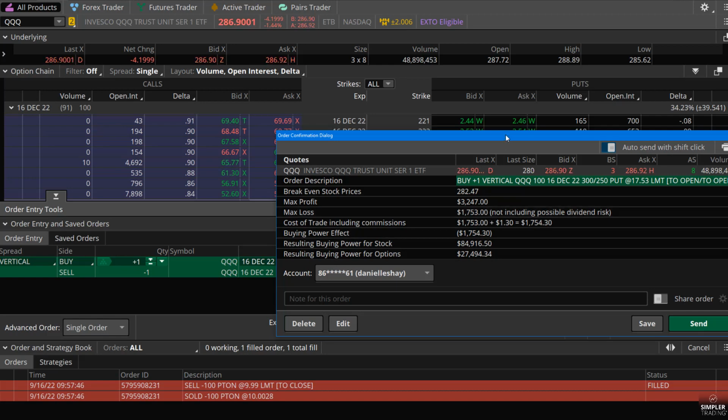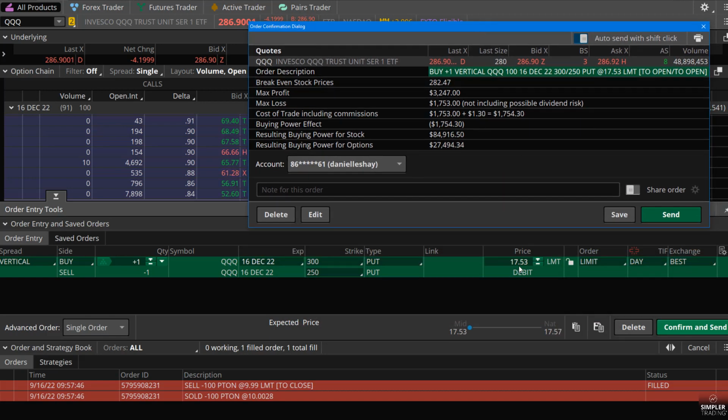So your max loss would be what you would pay, $17.53, and your max profit would be the width of the spread minus what you paid, which would be $3,247. Now notice your risk reward. You're risking about 1 to make 2, which is a pretty good risk to reward.